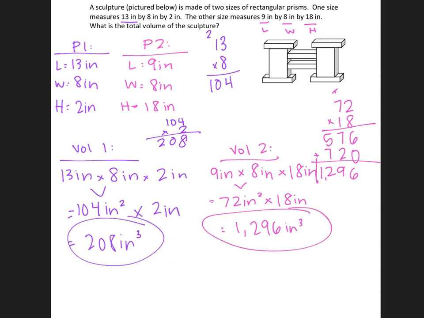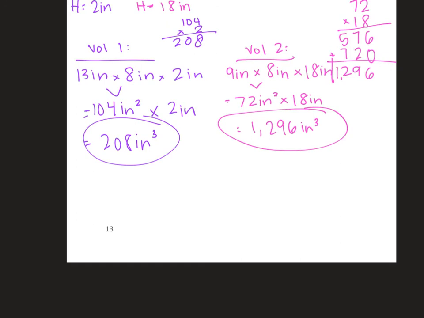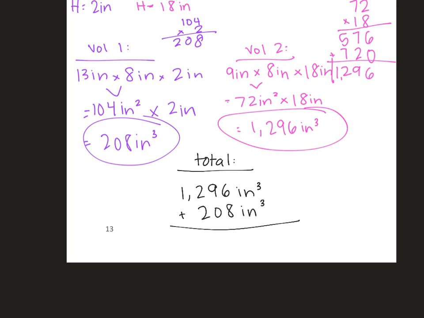Okay. Now remember, I'm still not done because those are the two volumes of the prisms in the sculpture, but I want to know the total volume. So now I'm going to come over here and I'm going to say, okay, total volume. I'm going to add 1,296 cubic inches and 208 cubic inches. I'm going to add those together. 8 plus 6, 14. 9 plus 1 is 10. 2 plus 2 is 4, plus 1 is 5. And 1 plus 0 is 1. So that's going to give me 1,504 cubic inches as my total.